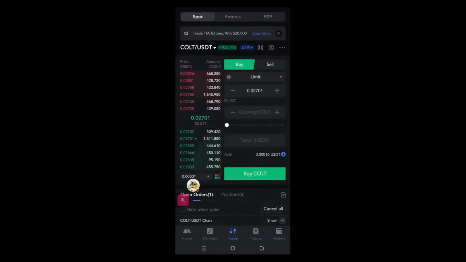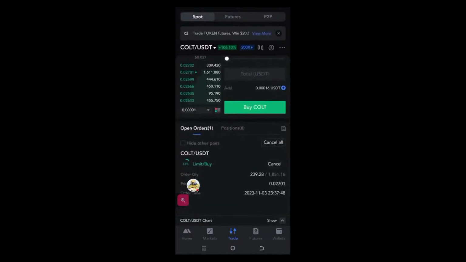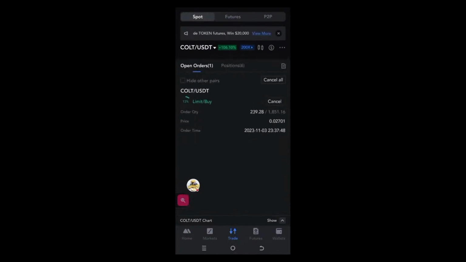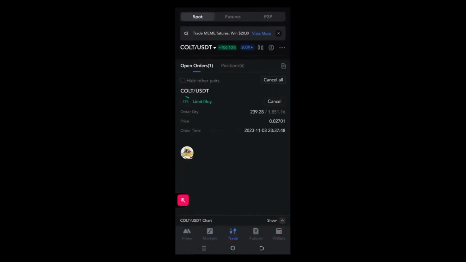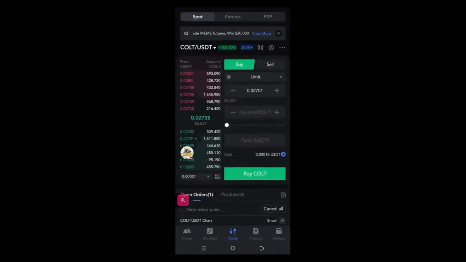What's the higher one? I think the higher one is 2735. Why is it such a high one? Okay, I think the reason is that it doesn't even have enough. We're trying to buy 239. Oh no, we're trying to buy about... Oh, this is it. It doesn't have that much. Only 12%. That was all we could get.